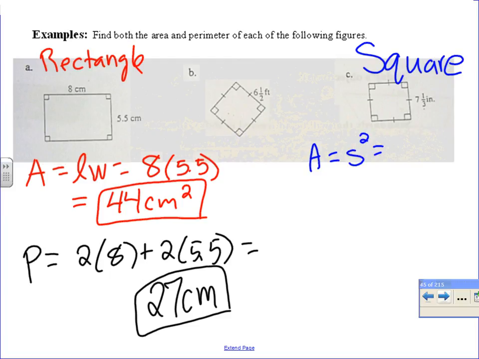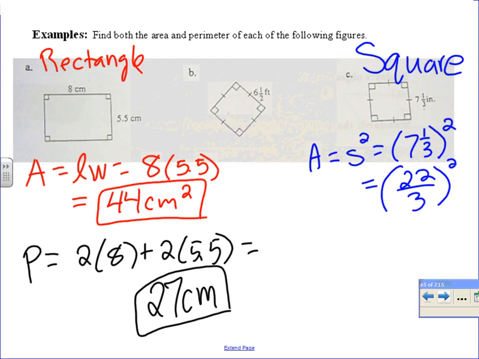We have a mixed number, which is 7 1/3. So we have 7 1/3 squared, which is the same thing as 7 1/3 times 7 1/3. I would change it to an improper fraction. What would be the improper fraction of that mixed number? Abigail? Good. I would type in your calculator, if you want to do it on the calculator, in parentheses 22 divided by 3, and then square it.